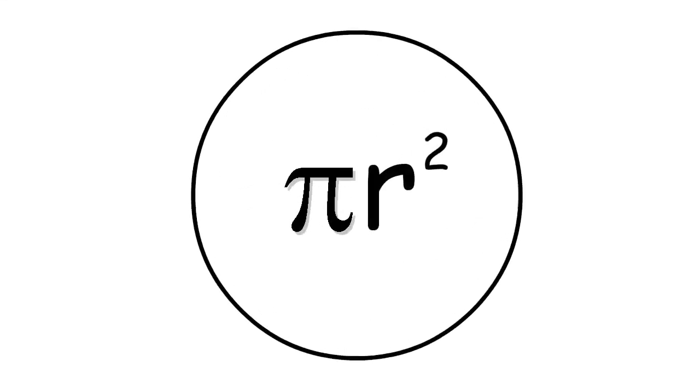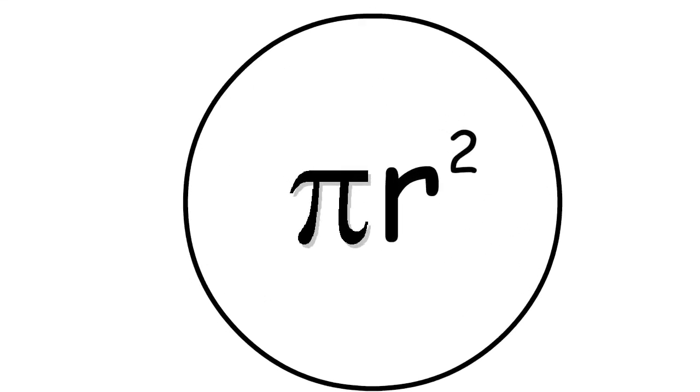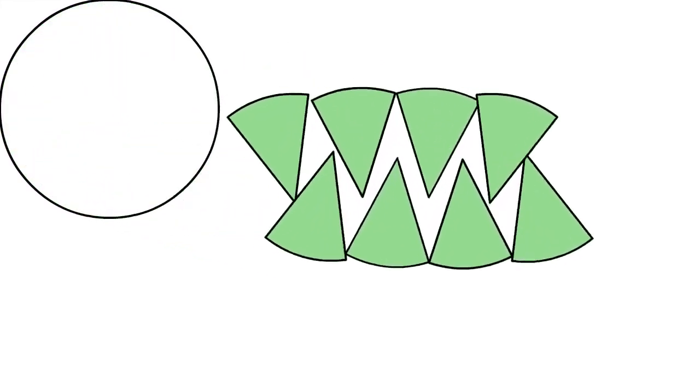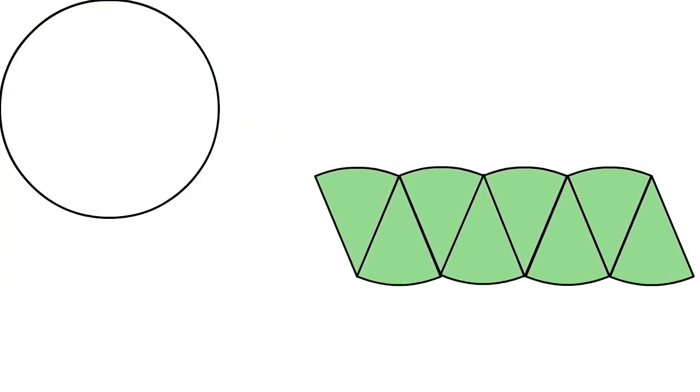Pi r squared gives you the area of a circle, but where does pi r squared come from? First, we'll draw a circle and fill in its area. Next, we will divide it into large equal parts and arrange them in a rectangular formation.